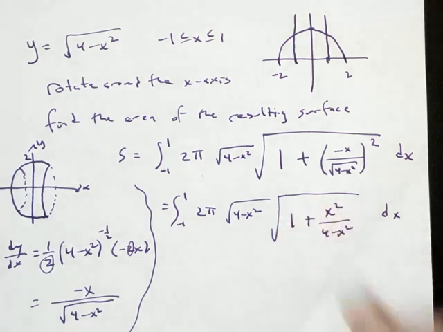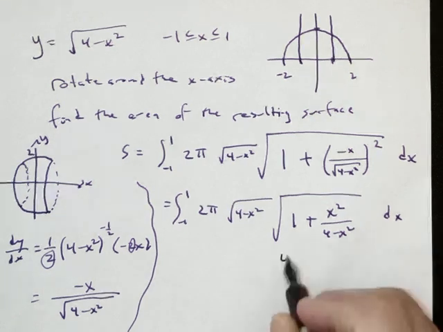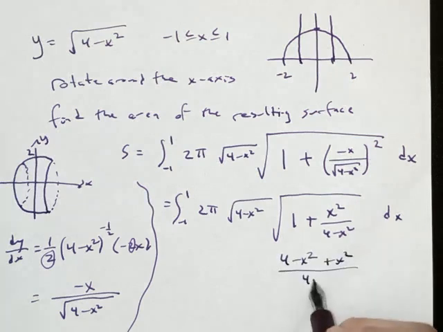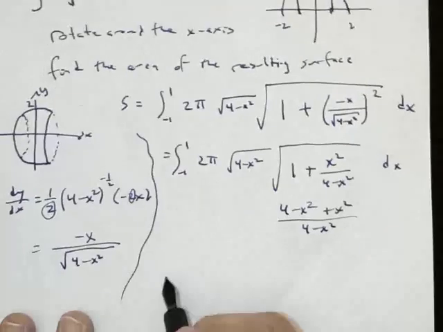What happens in here? You have to get the polynomial 4 minus x squared over 4 minus x squared, and 1. But then I have 4 minus x squared plus another x squared on the top, right? The minus x squared and plus x squared cancel. So I just get a 4 up there.